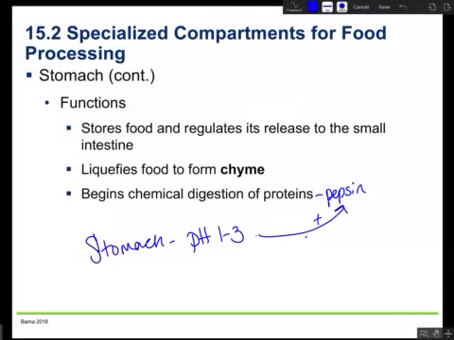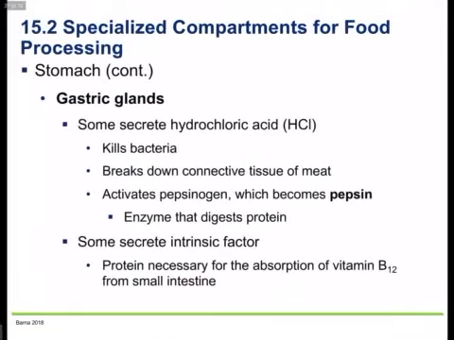There's also another thing that's secreted in this area. It's called intrinsic factor. And intrinsic factor is necessary for the absorption of vitamin B12. So it clings to vitamin B12, and that B12 is actually absorbed later on in the small intestines.